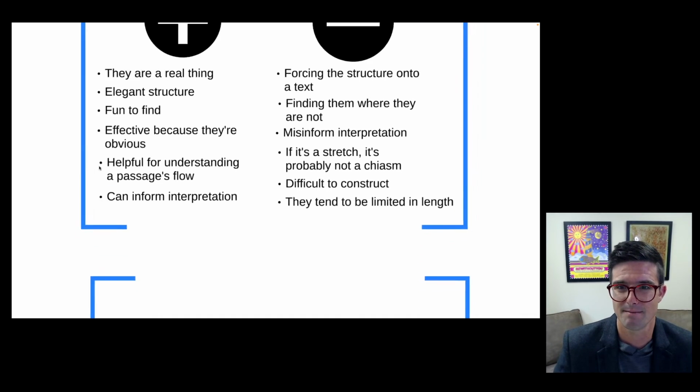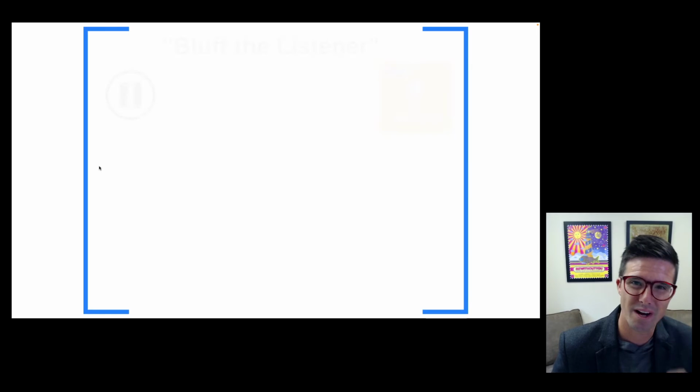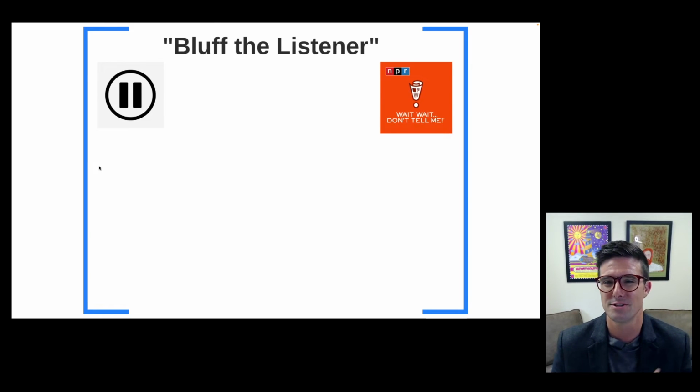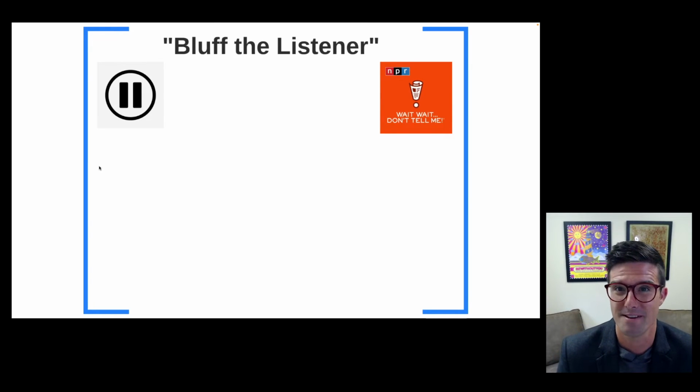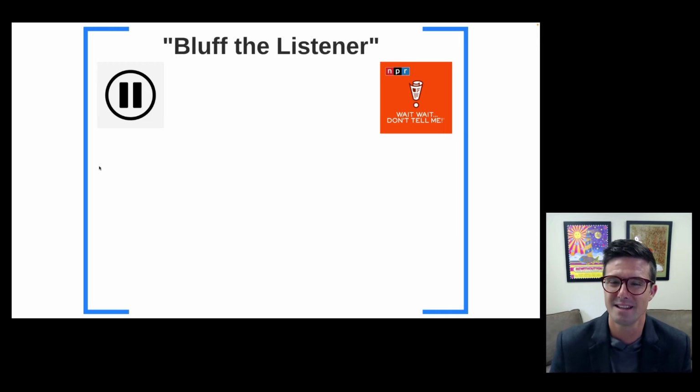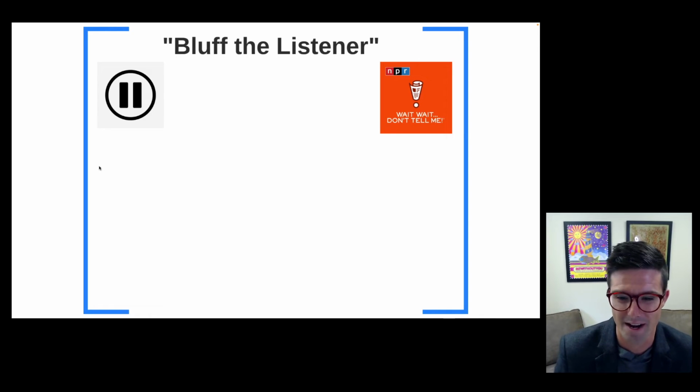So let's take some of these principles and our newfound knowledge of what chiasms are and move to a little game here. One of my favorite games on Wait, Wait, Don't Tell Me, the NPR quiz show, is Bluff the Listener, where you have one real story and two false stories. In this case, we're going to flip that a little bit. We're going to have 2 real chiasms and 1 fake chiasm.